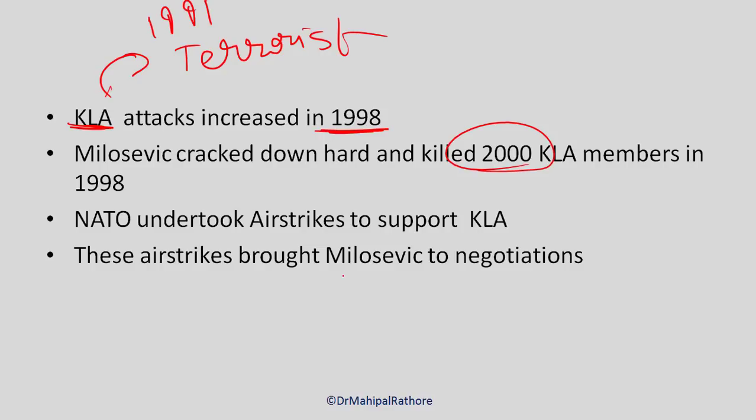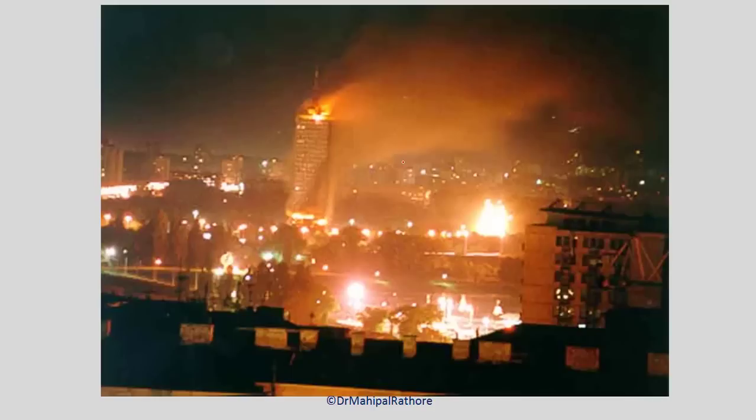These airstrikes brought Milosevic to negotiation because a lot of infrastructure of Belgrade was destroyed. These bombings were very detrimental to the morale of the people, and many important buildings were bombed. You will see this common trend everywhere where USA goes. Even in Iraq and Syria, they do this. They find some terrorist organization which they think is moderate. This is a picture showing a Serbian city.